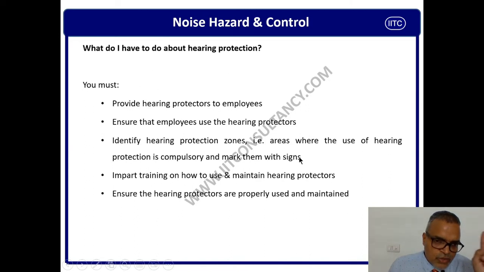with a red board, so that anybody going inside the area should have the ear muff and earplug as per the work requirement. Impart training on how to use and maintain the hearing protectors. Ensure the hearing protectors are properly used and maintained in a clean condition.